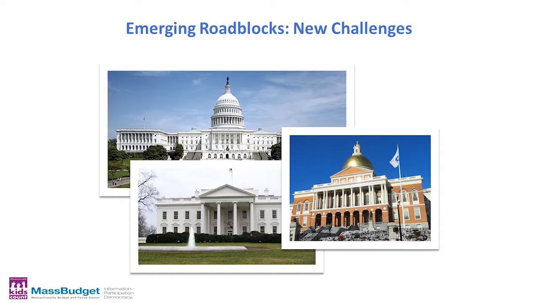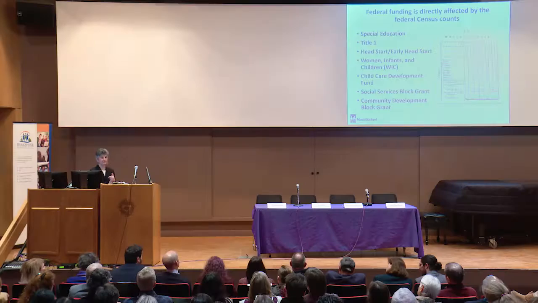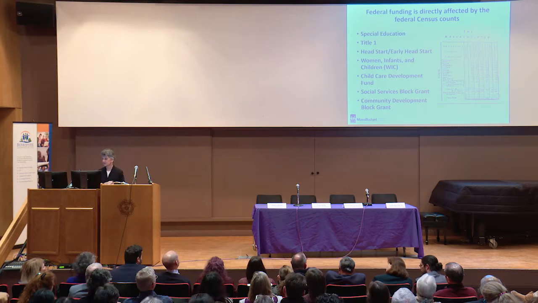And I want to end with some emerging roadblocks, new challenges. First of all, I do want to mention the census. I'm really passionate about the census. The federal census in 2020 will directly affect funding for each of these programs that's listed up here. And if we don't count every single person, every single kid, everybody, our communities will not get their fair share of resources. The picture there, do you know when the first census was? 1790. That's the 1790 census from Berkshire County, right there.